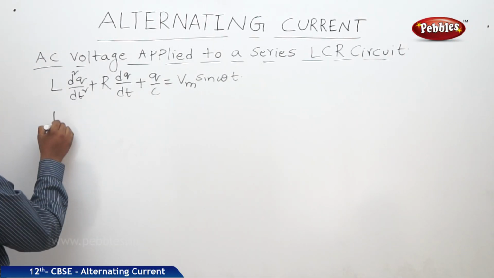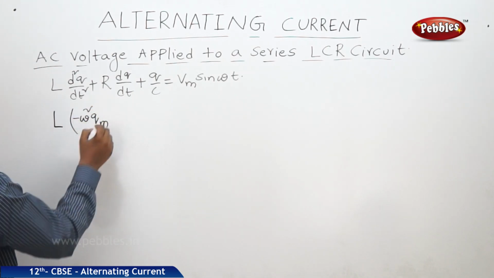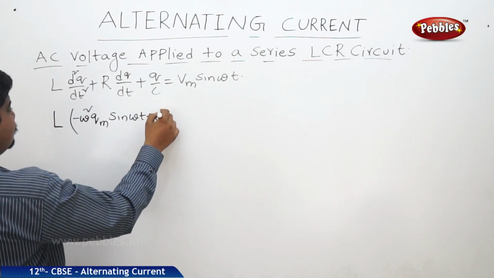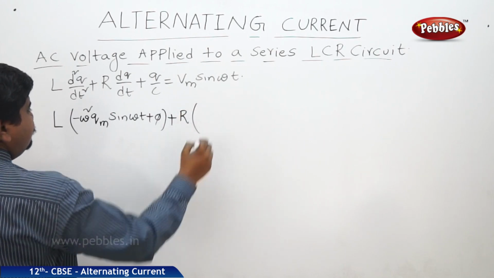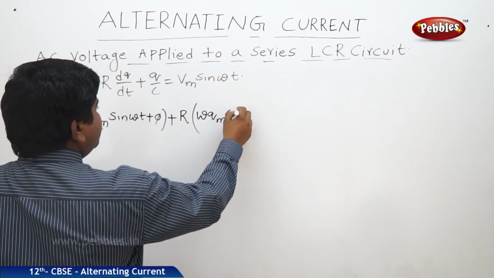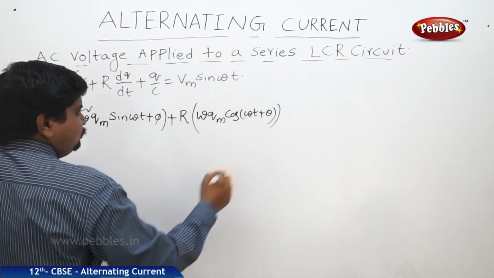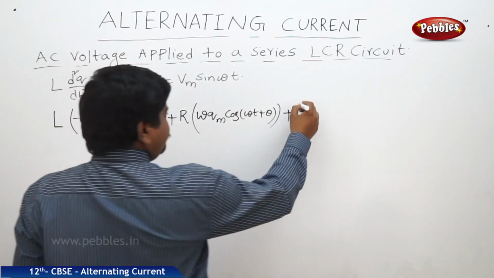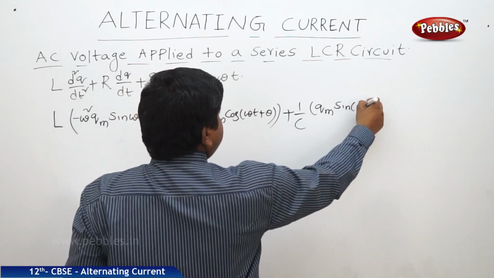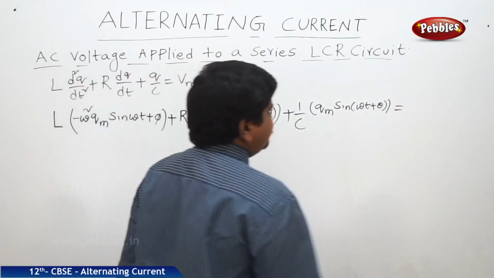Therefore, this is L into (d²q/dt² minus ω² qm sin(ωt + θ)) plus R into (dq/dt, which is ω qm cos(ωt + θ)) plus q/C, that is 1/C into qm sin(ωt + θ). This is equal to Vm sin ωt.